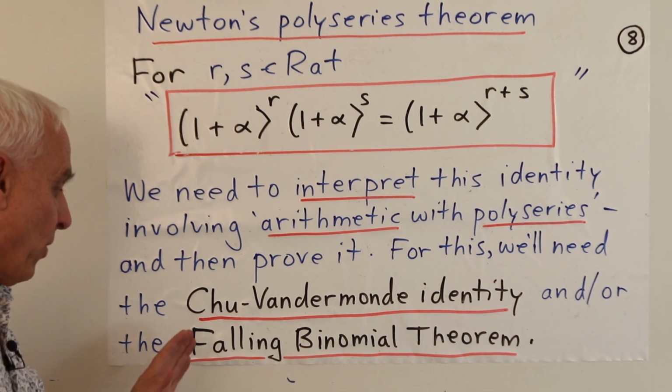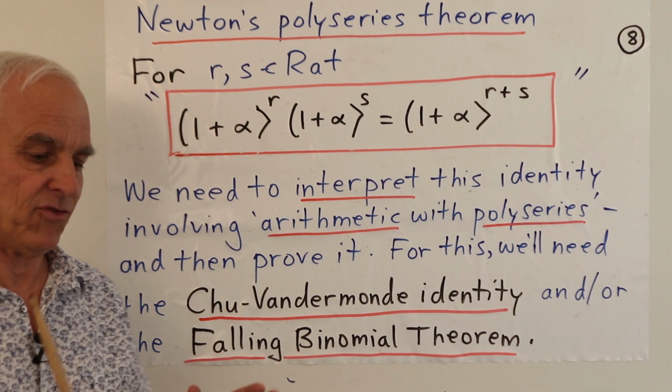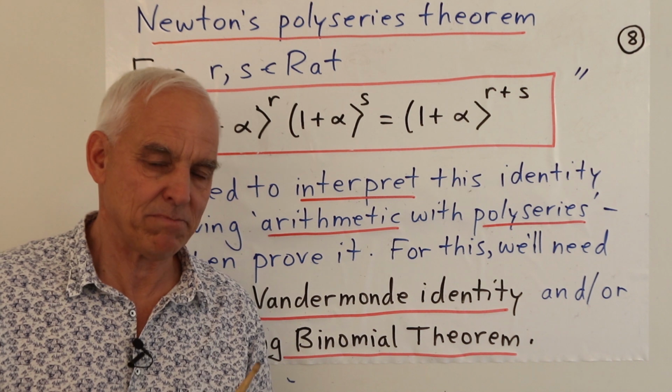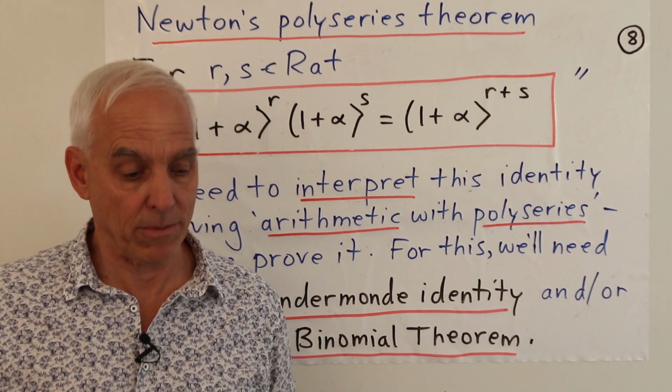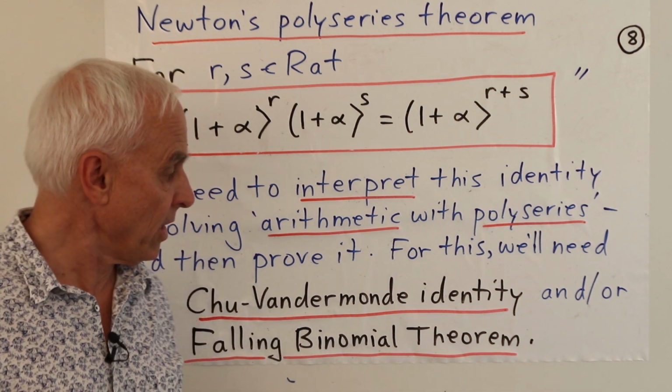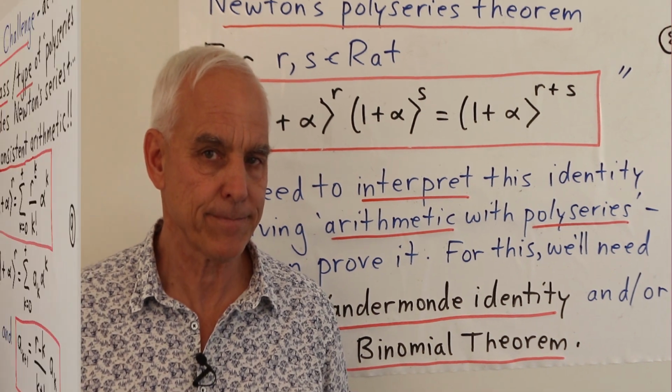And another way of saying it, we might refer to the falling binomial theorem, which I think is nice to pin down as an alternative or a variant of the usual binomial theorem. It's also pretty interesting. So we're going to be looking at that next time.